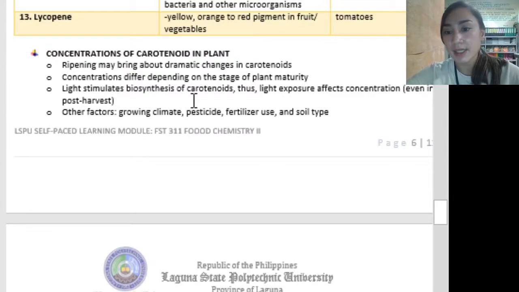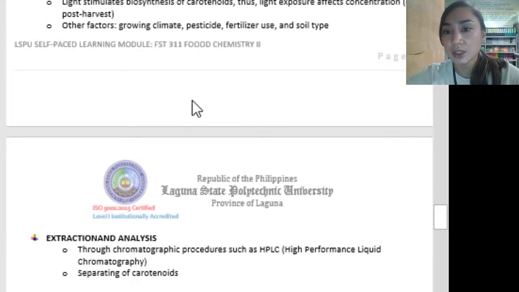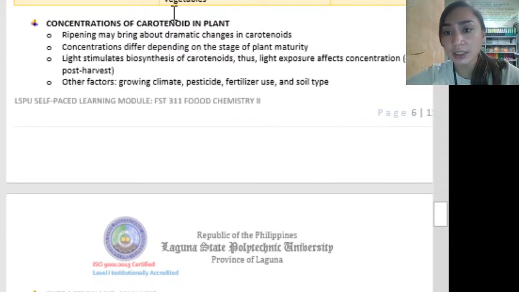So, di ba kung mapapansin nyo, ang kamatis, it changes color from green, nagiging orange, or green, nagiging yellow, nagiging orange until it's ripe. If it's overripe, nagiging red na. So, other factors with the concentrations, of course, the growing climate. So, may mga studies that says na depende sa klima kung anong magiging color or pigment ng ating plants. Presence ng pesticide, paggamit ng pesticide or use of fertilizer, even the soil type.